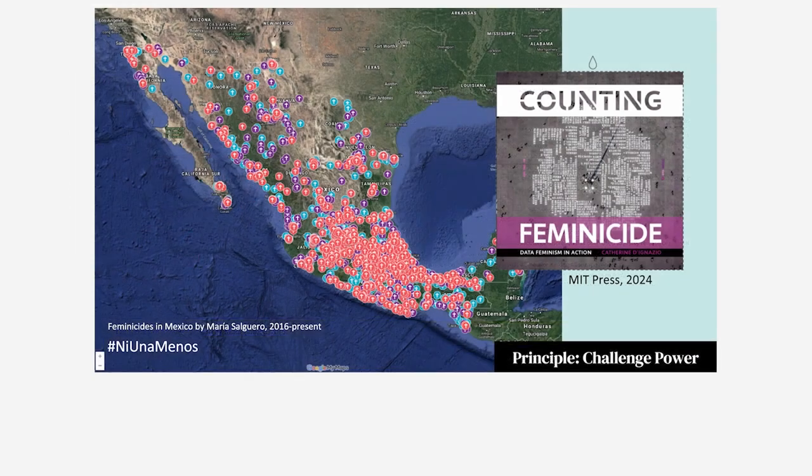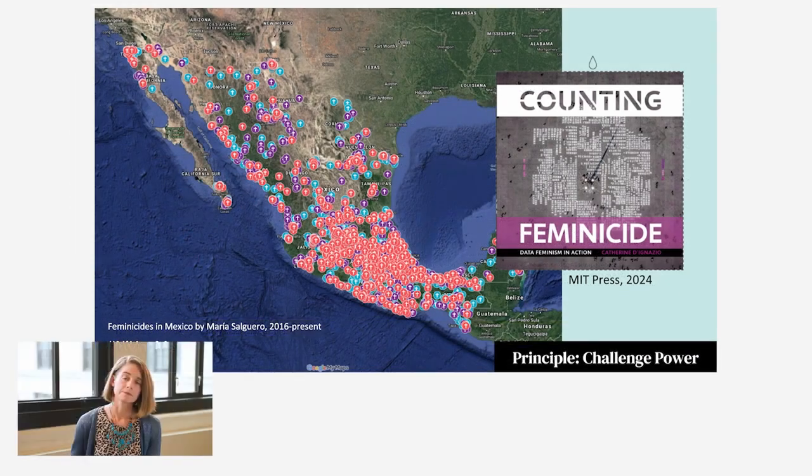So for a second example, feminicide is another very profound case of missing data sets. In the book, we tell the story of Maria Salguero. She's a Mexican citizen, an activist. She resolved to head straight towards this problem of missing data and collect the data herself.